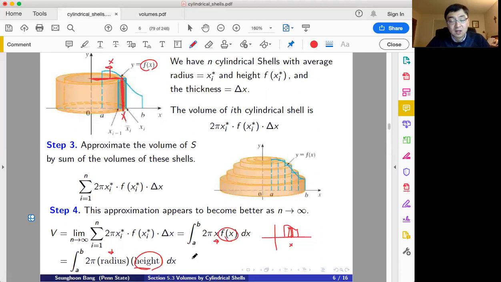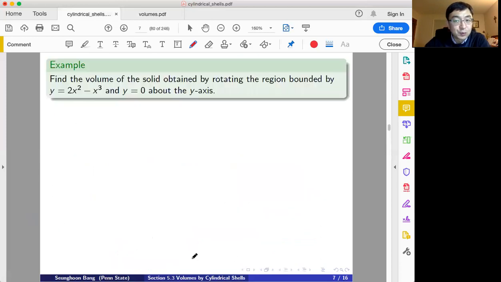You can apply this method to our previous example. So how can you find the answer? Like this.